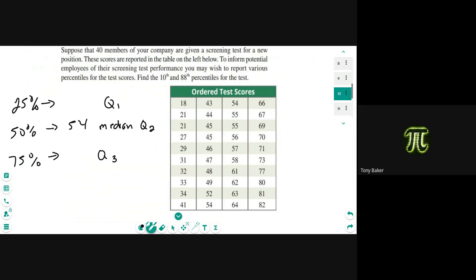All right. So what's Q1? 42. So we got 10 numbers, so we look at the 10th and the 11th number. So 41 and 43. Add them up, divide by 2, you get 42. And what's the 75th percentile? You should have gotten 30. So we're looking at the 30th number and the 31st number. So 64 and 66, which is 65.